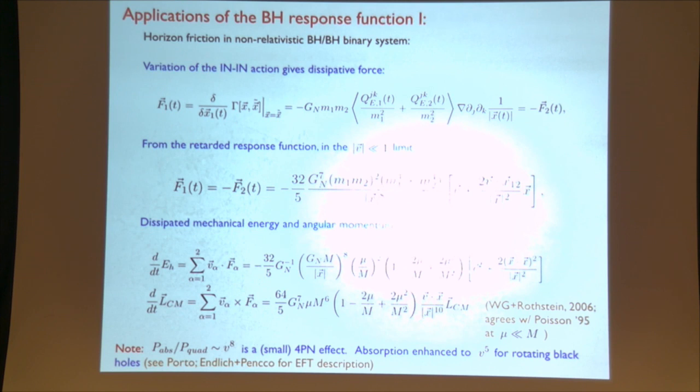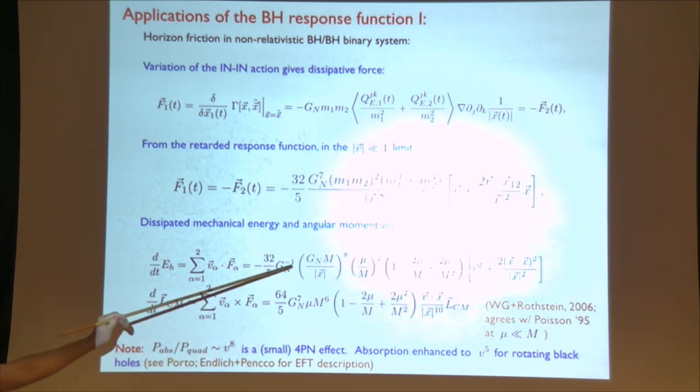And so there is energy loss in the binary into the degrees of freedom of the black hole, into exciting the quasi-normal modes. And so here is what that dissipated force looks like. It's a velocity-dependent force. It's time reversal odd. And then once you have that quantity, you can compute the rate of change of energy dissipation. That's what it looks like.